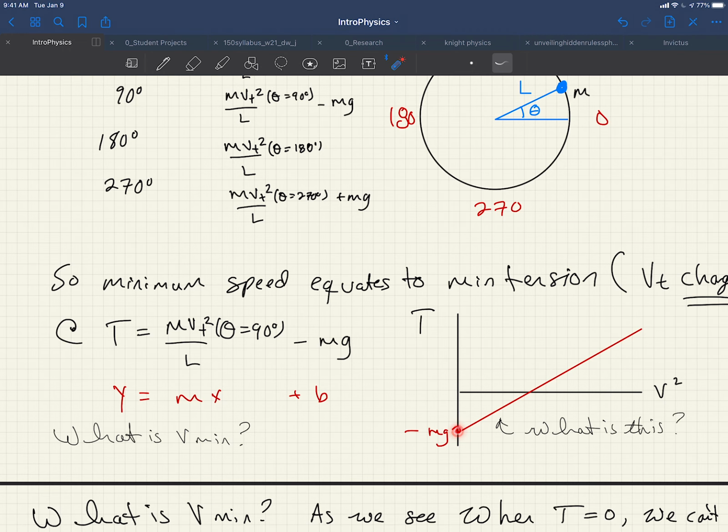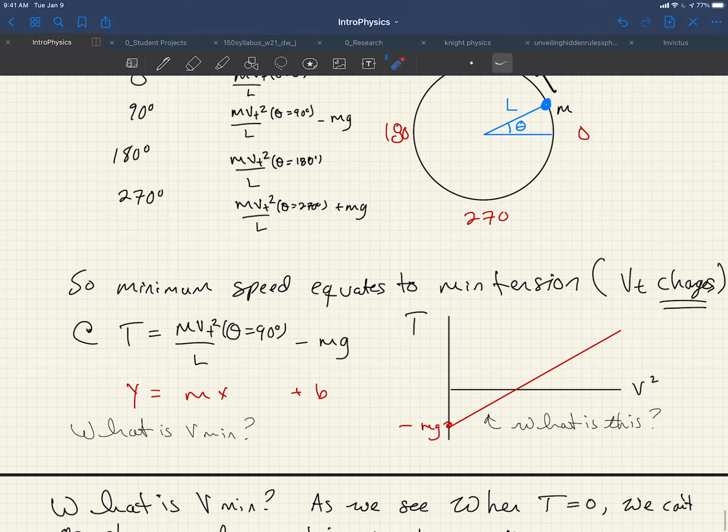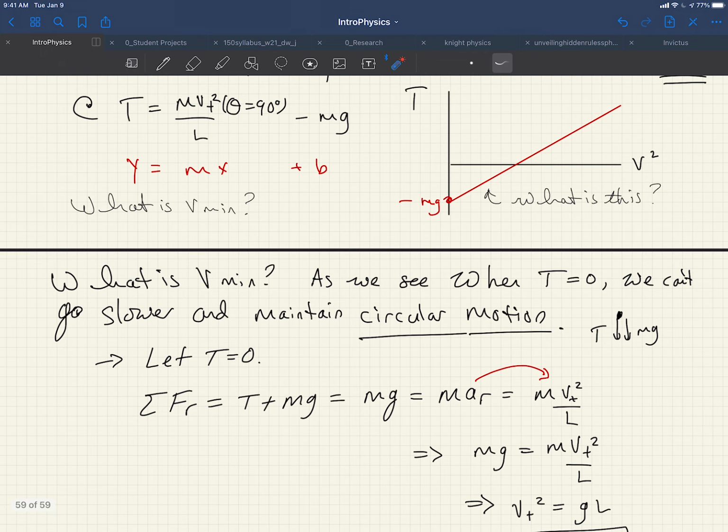So I can't have 0 speed. Well, I can't just have any speed squared. I have to get all the way to this point. And once you reach this point, you're now at a place in which you could have tension 0 or greater, and motion could occur. So what is that? That's your minimum speed. So what is minimum speed algebraically? Minimum speed occurs when T is 0. We can't go slower and maintain circular motion.